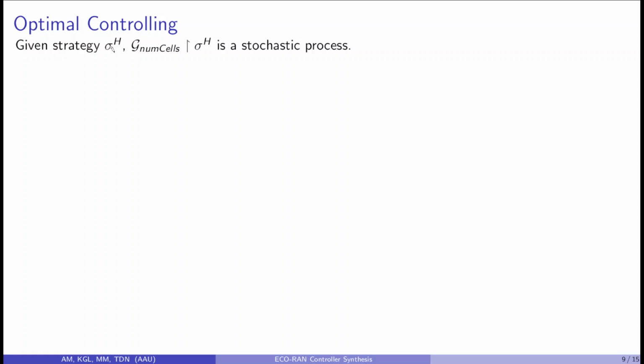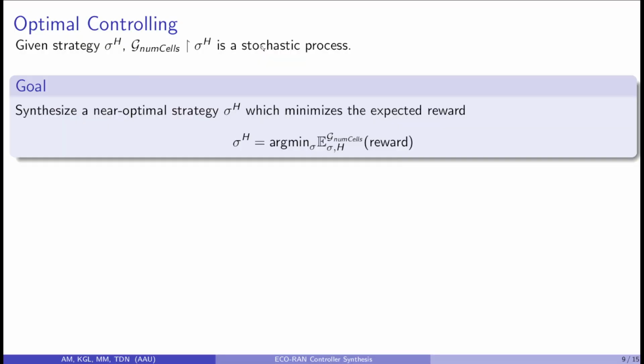More formally, what we are doing is the following. If we are given a strategy, sigma, for a horizon, it could be, for example, 1 month, then the game or the network restricted to the strategy becomes a stochastic process. What this means is that we can now take the expected value of some variable, for example, the reward. And what we are after is to find a strategy that is going to minimize this reward.